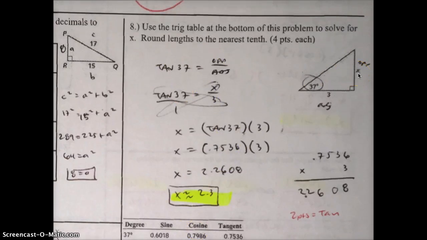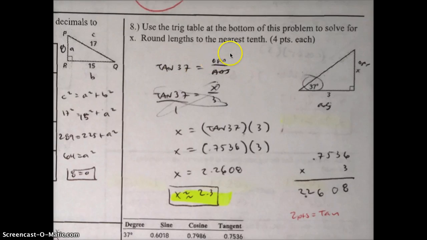If you look at the given information, you have x, 3, and 37, so the angle is your starting point. Your angle in trig problems is always your starting point. Then you just identify the sides. This is the opposite. This is the hypotenuse. This is the adjacent. Because you only have these two sides, opposite and adjacent, that's tangent.